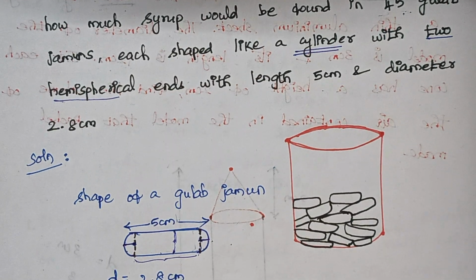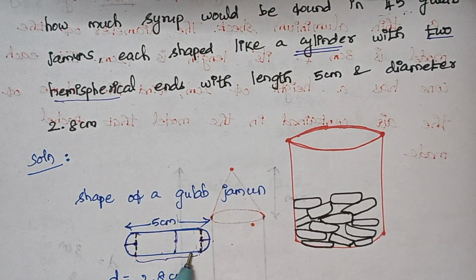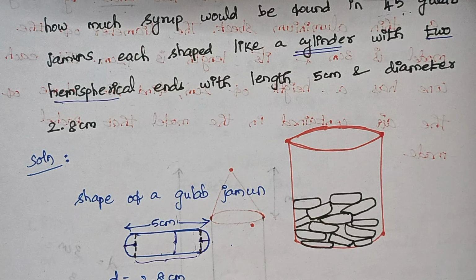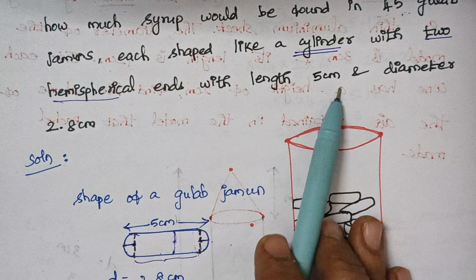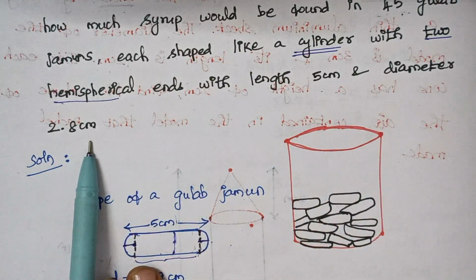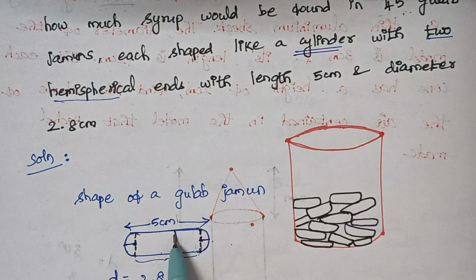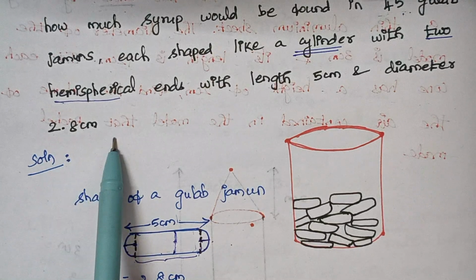Here you see this is a gulab jamun, shaped like a cylinder with hemispherical ends. This is a hemisphere and this is a hemisphere. The length is 5 centimeter and the diameter is 2.8. The total length is 5, and this is the diameter of the cylinder, which is 2.8 centimeter.